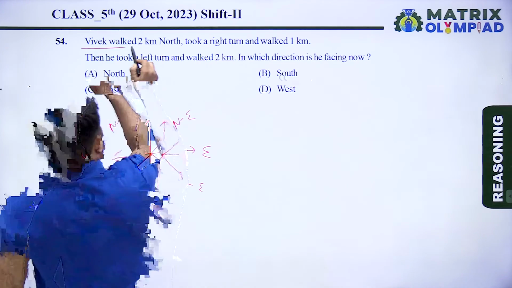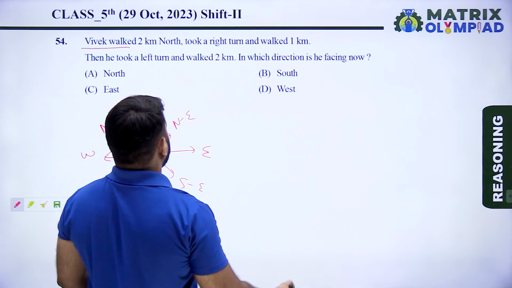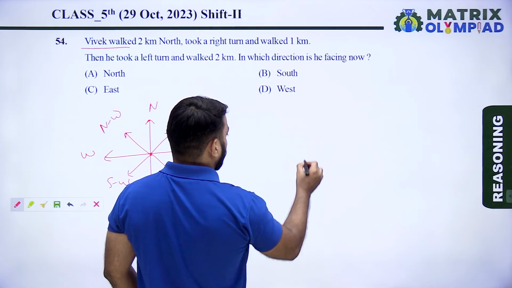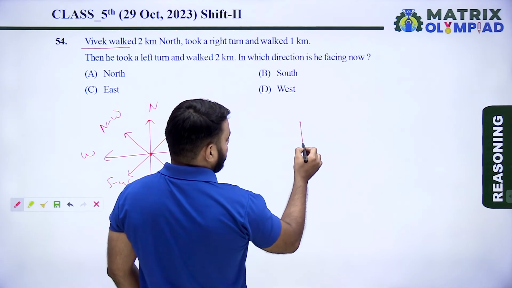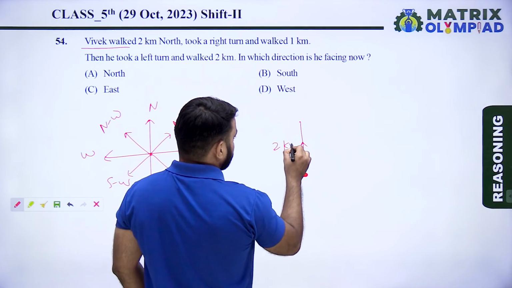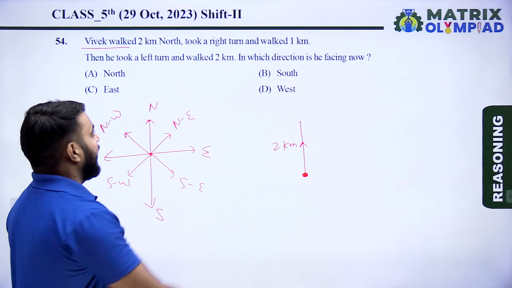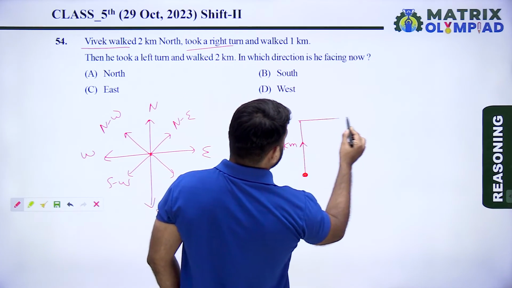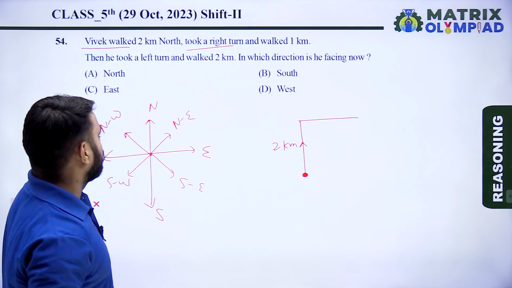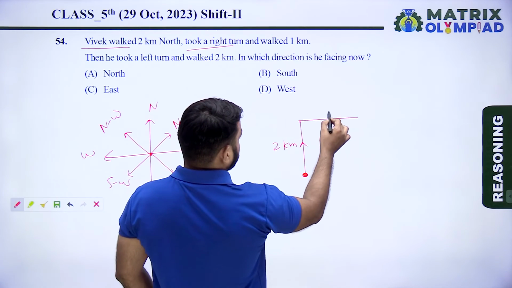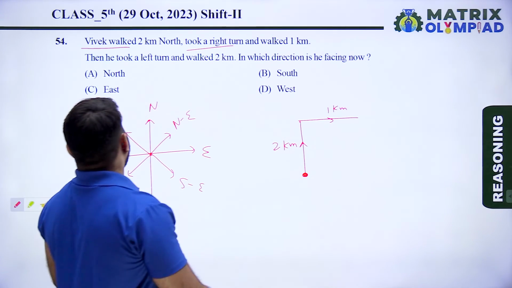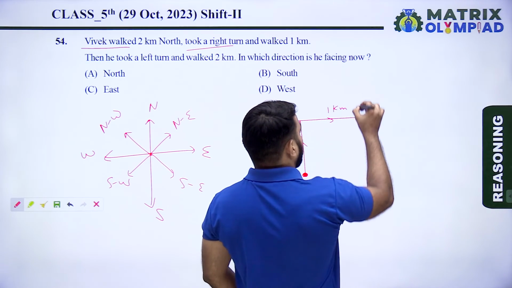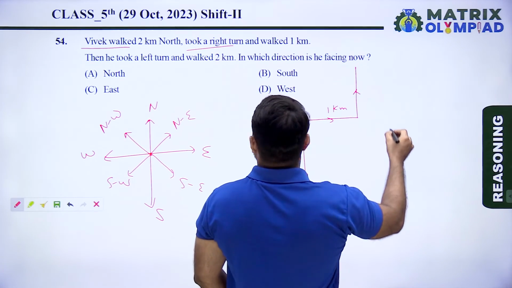According to the question, Vivek walked 2 km towards the north direction and then took a right turn and walked 1 km. Then he took a left turn and walked 2 km.